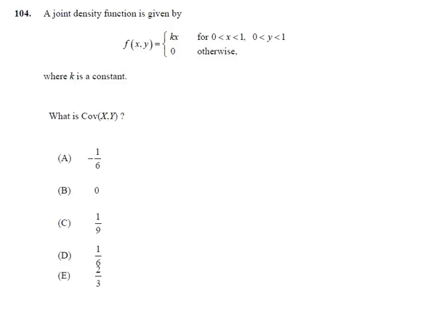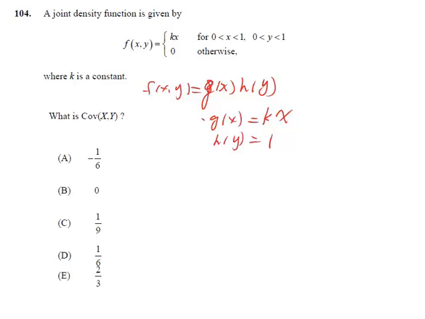Now I'm going to solve question 104 again, but this time using a shortcut. The shortcut I have is this. Notice your f(x,y) can be expressed as a product, like say g(x) times h(y), the product of each function. Your g(x) could be kx, doesn't matter. Your h(y) is a constant 1.